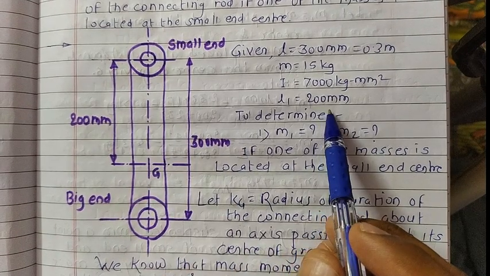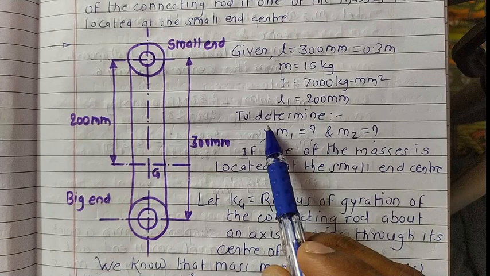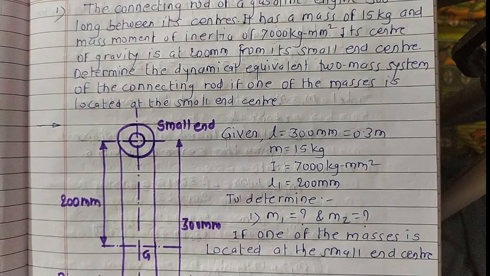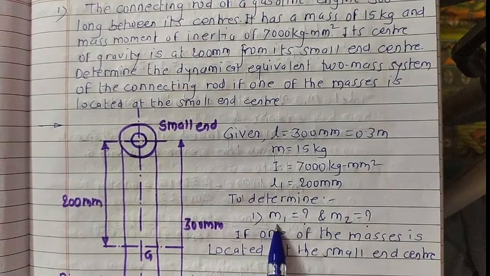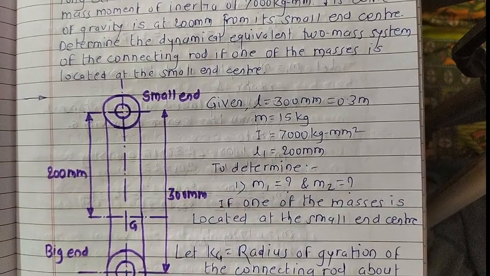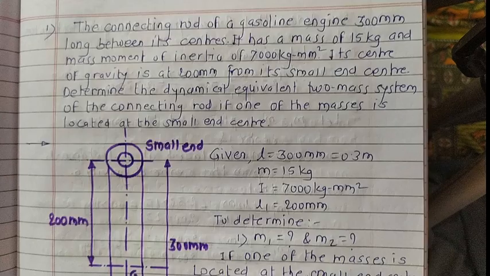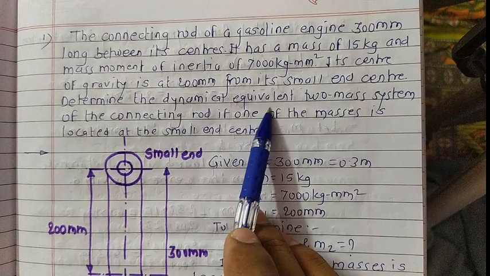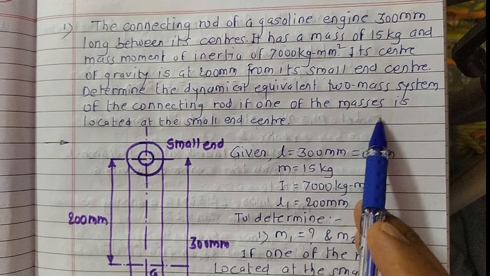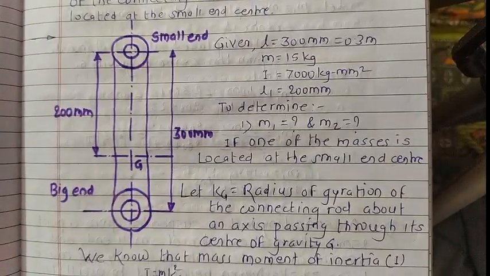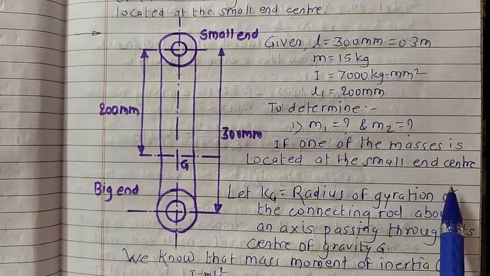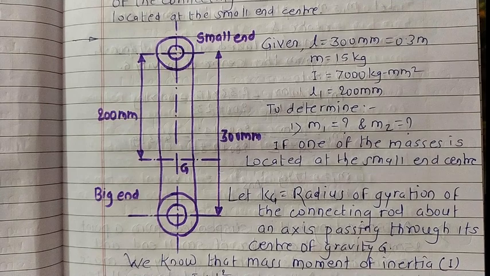Now our aim is to find out the dynamically equivalent two mass system. That is, you have to find out the values of M1 and M2. Now see the information given. Determine the dynamically equivalent two mass system of the connecting rod if one of the masses is located at the small end center. So our next aim is to find out the values for M1 and M2.